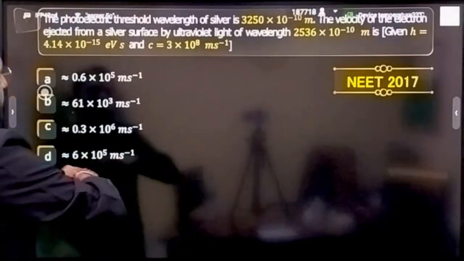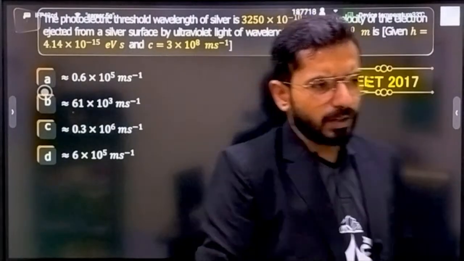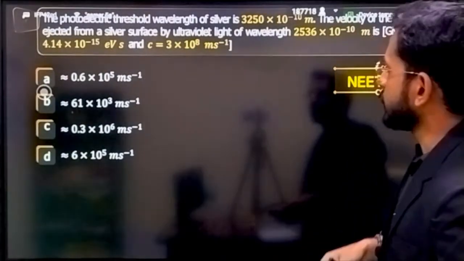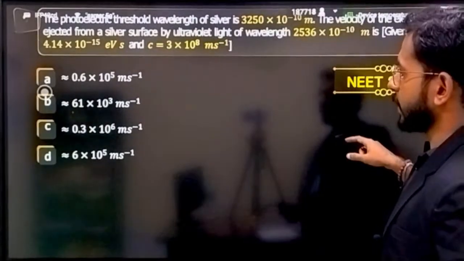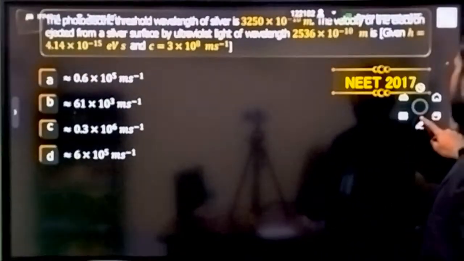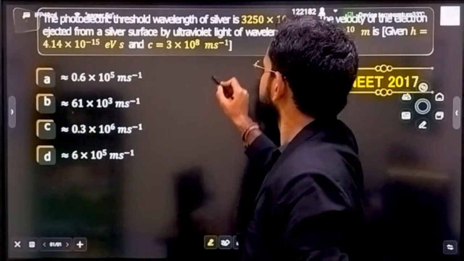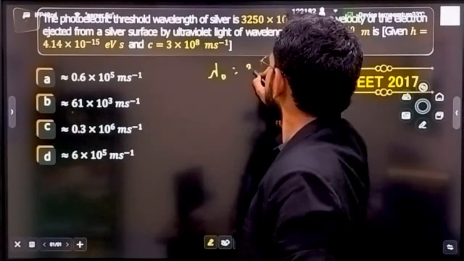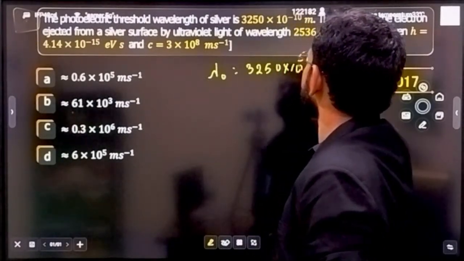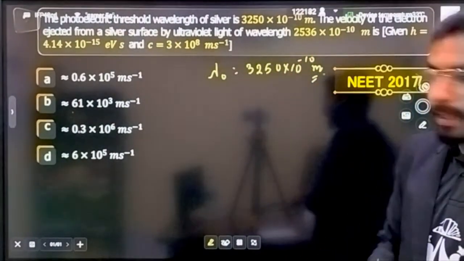One more plot you have to do. See, now you can plot any kind of curve, no problem. Now see, what is the question? Read the question. See, the photoelectric threshold wavelength. What is written? Photoelectric threshold wavelength of silver is 3250 into 10 power minus 10 meter. Very good, thank you. What is written next?